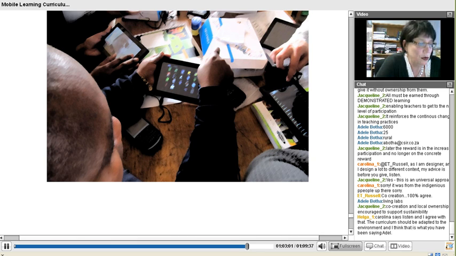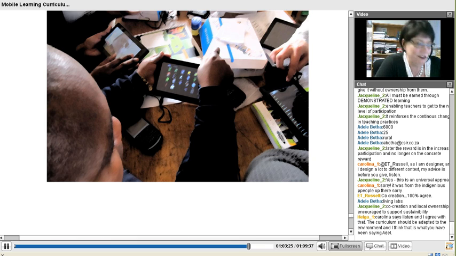The same with universities. We've got an instance happening where we're training lecturers. And yes, the mobile learning is half of it, but the other half is actually also enabling them with tools. Carolina says, listen, and I agree with that, the curriculum should be adapted to the environment. I think that's what you have been saying. Yes, Helga, that is what I have been saying.